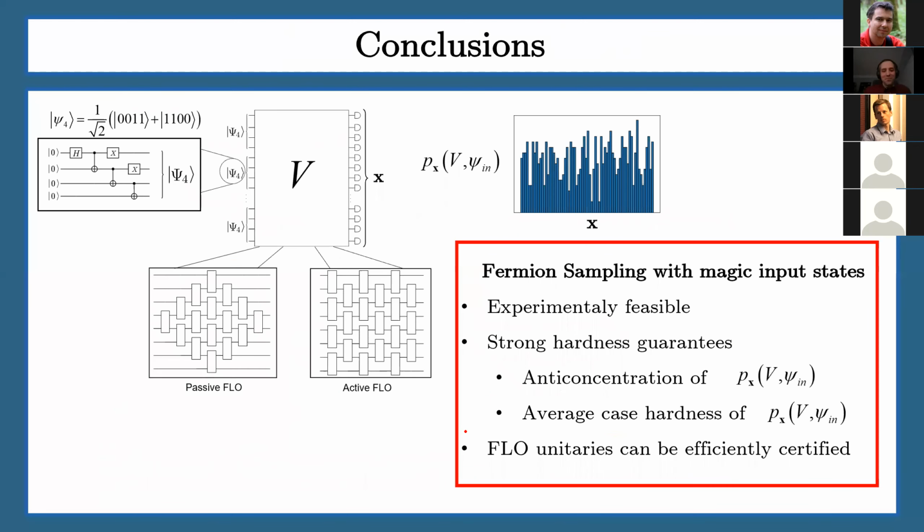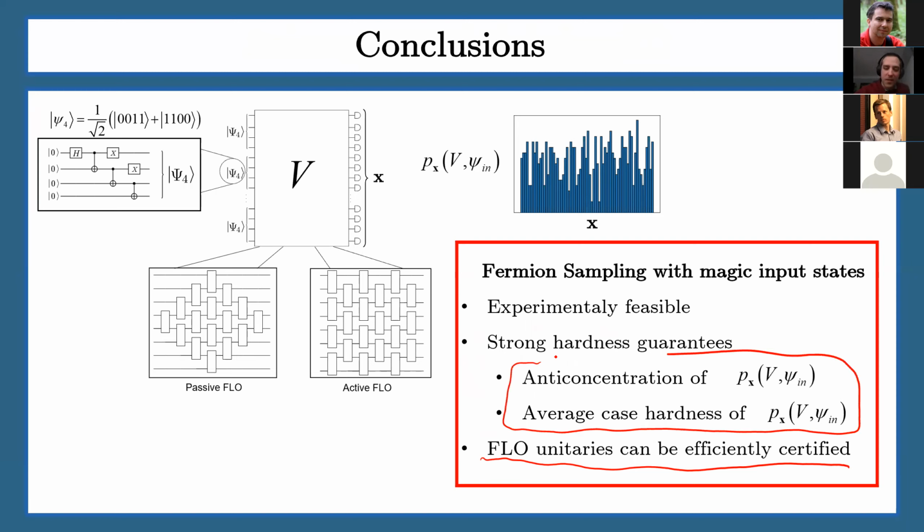So I'm wrapping up. I presented to you this scheme for fermion sampling with magic input states. Hopefully, I convinced you that it's experimentally feasible on near-term devices, at least in principle. I also showed that an unknown FLO unitary can be efficiently certified. We have theoretical results about anticoncentration and so-called average case hardness that put hardness guarantees of this model on par with, let's say, the random quantum circuit model of quantum advantage, which I think is nice.